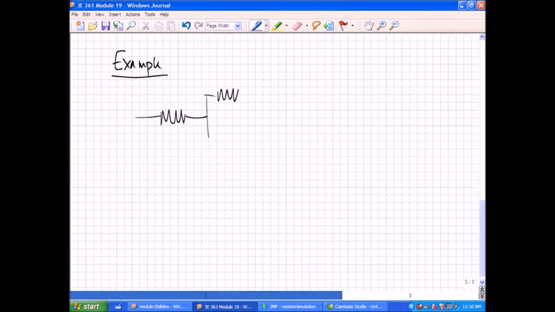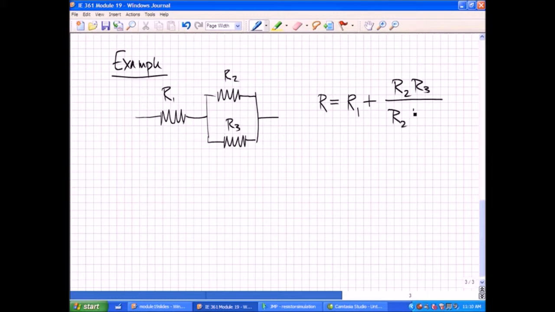resistors connected in an assembly, and say, well, this first resistor has resistance R1, this one has resistance R2, and this has resistance R3, and ask the question, what's the overall resistance of that assembly? The overall resistance of that assembly, elementary physical theory says, should be R1 plus the product of R2 and R3 over the sum of R2 and R3.